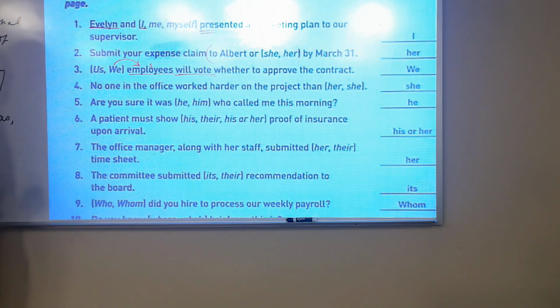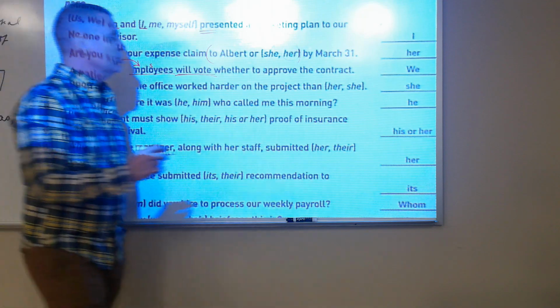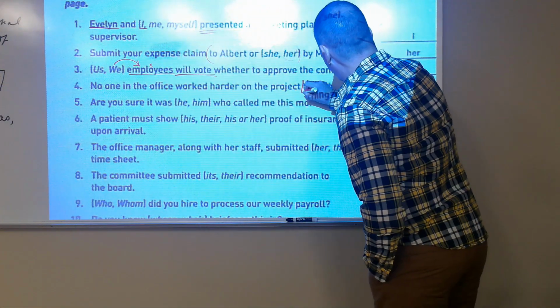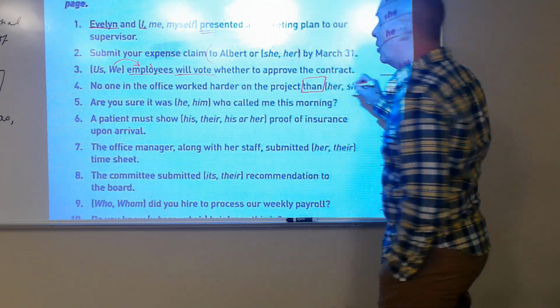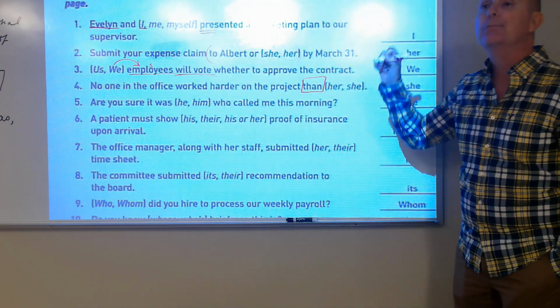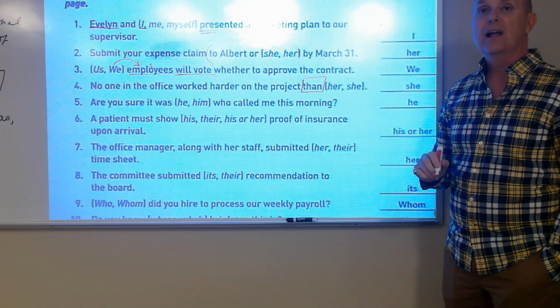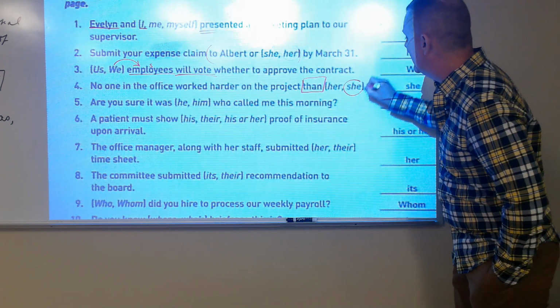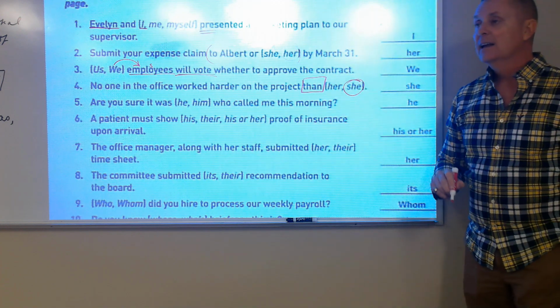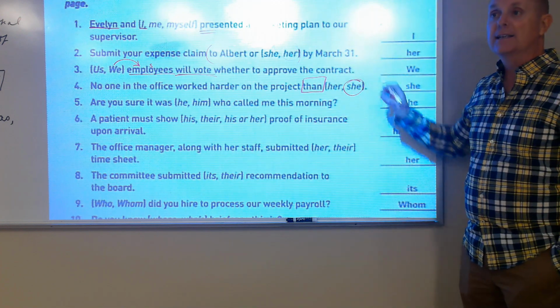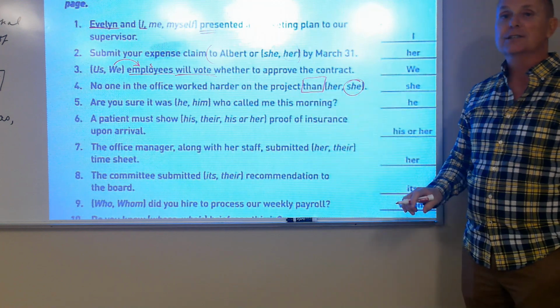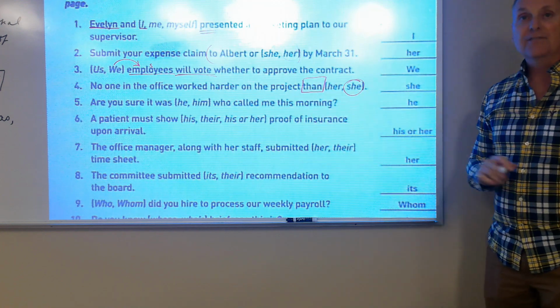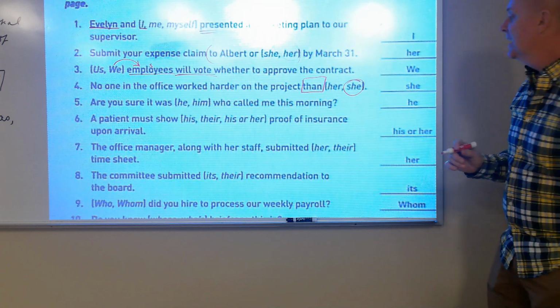Number 4, no one in the office worked harder on the project than her did or she did. Now, anytime that you have a than or an as that precedes a pronoun and a following verb is implied, if that following verb is implied, use a subjective case pronoun. I, we, you, he, she, it, they. Now, if a following verb is not implied after the word than or as, then use an objective case pronoun, which is me, us, you, him, her, it, them.